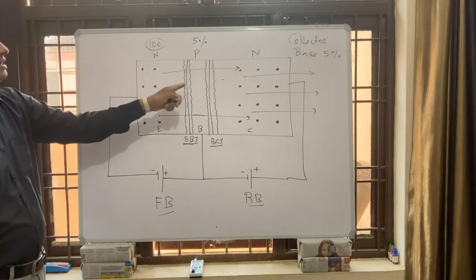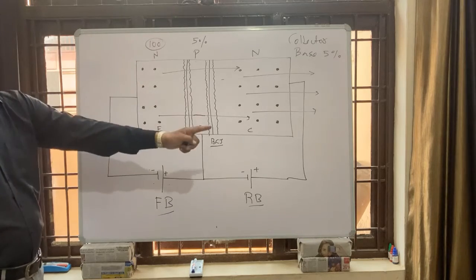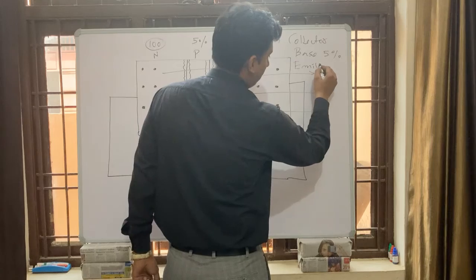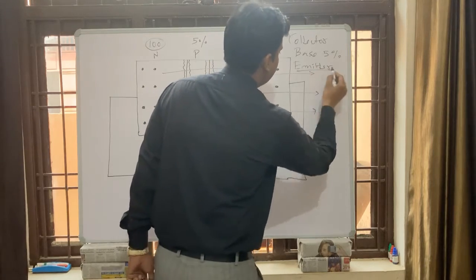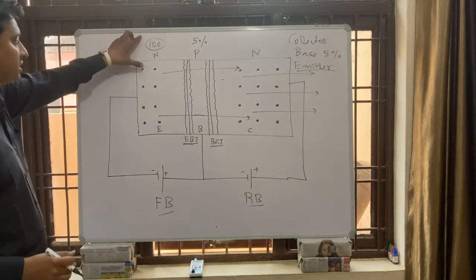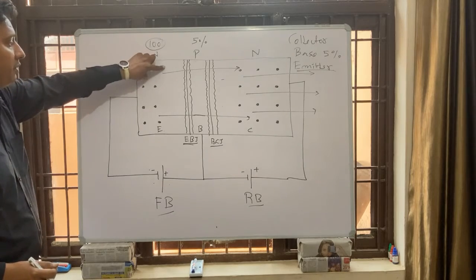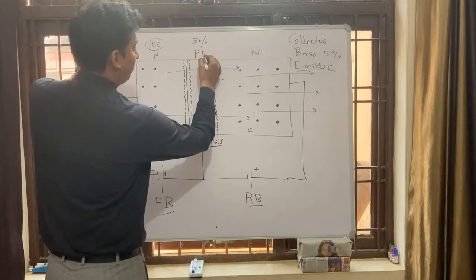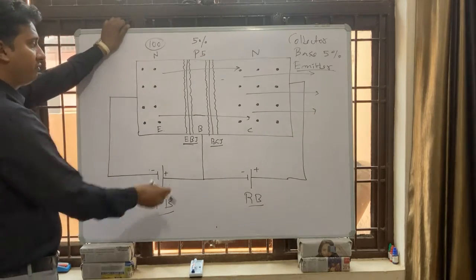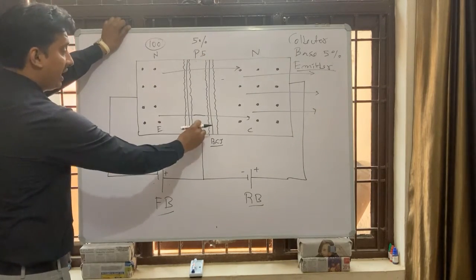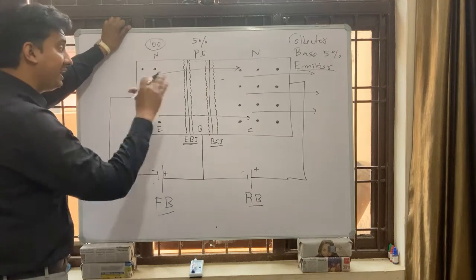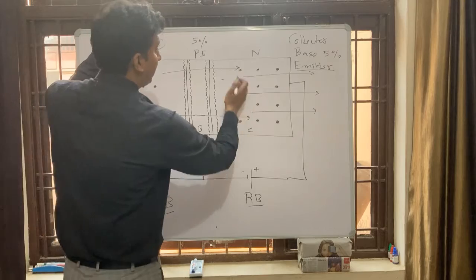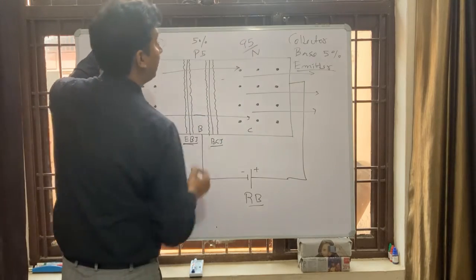If it is NPN, the electrons are emitted; if it is PNP, then the holes will be emitted. So hence it is called emitter. Now what will happen? Suppose 100 electrons are traveling from the emitter, then 5% of the electrons, for example 5 electrons, will combine with the holes in the base, and the remaining 95% of the electrons will be collected by the collector.